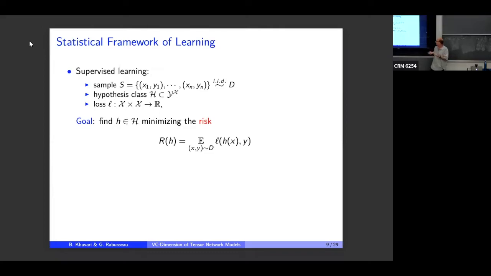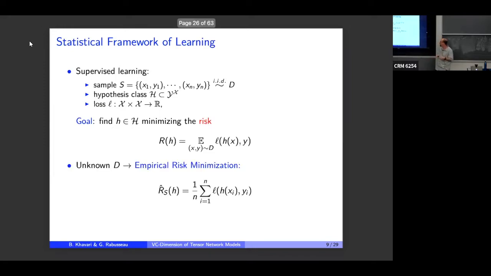Of course, we don't have access to D. This is an unknown distribution. So what we do is empirical risk minimization instead. We assume we have this sample S, and instead of minimizing the true risk, which we cannot, we minimize the empirical risk, which is just the average of the loss of a given hypothesis on my training data. So this thing is an unbiased estimator of this one, right? I'm just averaging over realizations of this random variable, which is the loss of h(x, y).